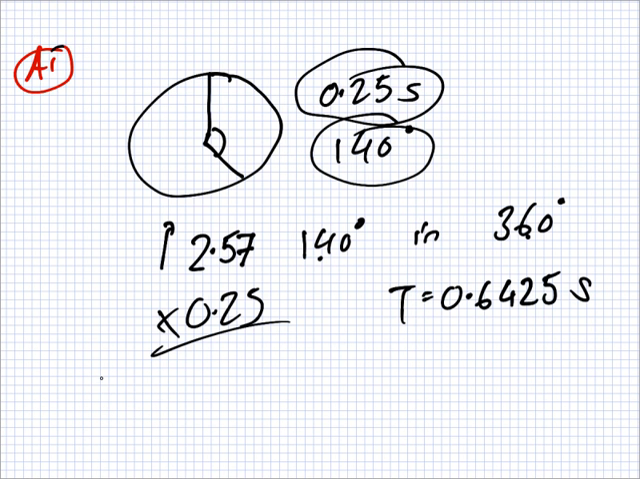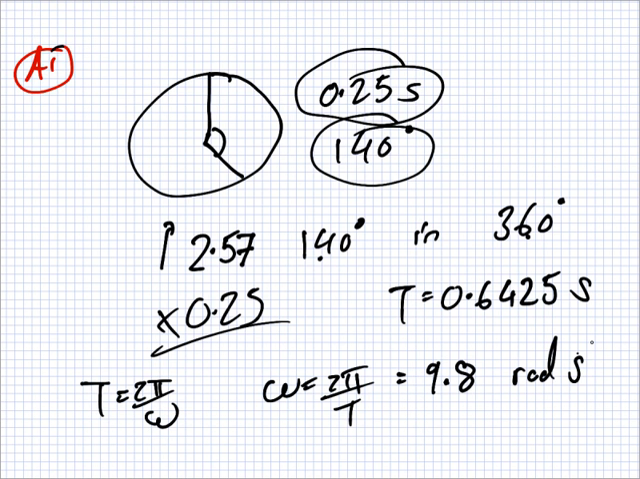T is 2 pi over omega, so omega is 2 pi over T. So the answer I got is 9.8 radians per second. But if we do it this way, if you convert the angle into radians and divide by time, 0.25, is that the same answer? Yeah. So, that's the same answer.